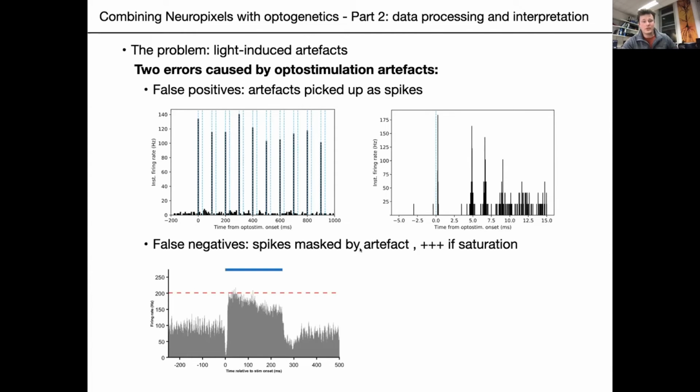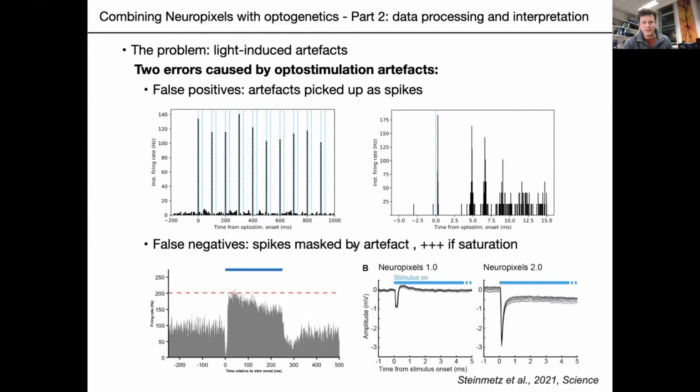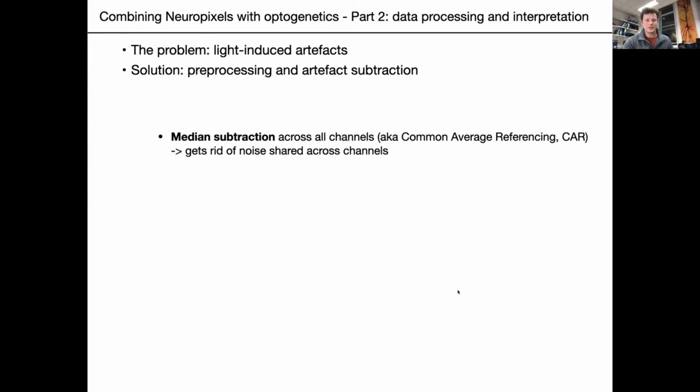The other issue that you have is false negatives, where spikes are masked by the artifact. And this is something which happens even more if you have saturation, which happens quite a lot on Neuropixels 1.0 probes. You can see here that the raw data is clipped right after the onset of the light artifact. That's a figure taken from our Science paper. You can read more about it in the methods section.